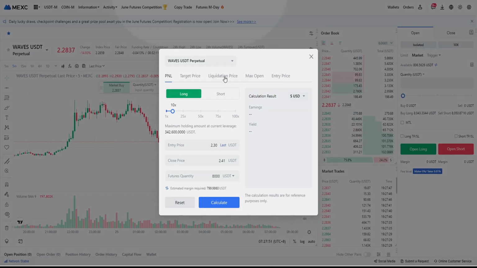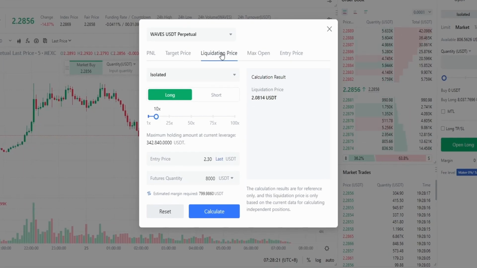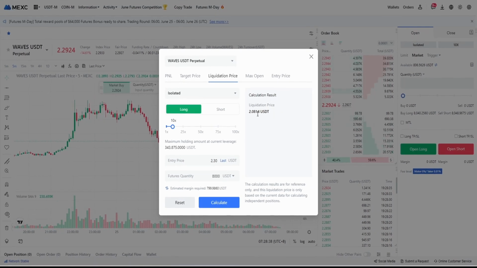Now let me show you how you can calculate your liquidation price. So we'll use these parameters as an example. Now I would enter that specific information into this section of the calculator. As you can see, I entered the information right over here, and it's giving me precisely the liquidation price. So if the price reaches $2.08, then that's when I'll lose all the money that I had in that position.